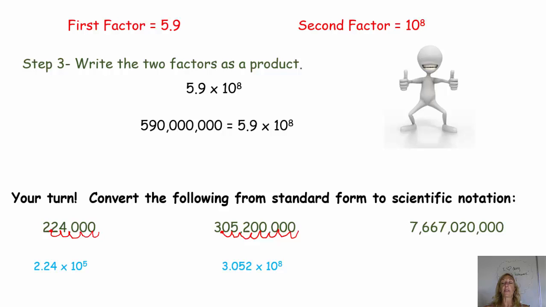Okay, let's look at the last one. Here's our original point. Now we're going to move it so this number is between 1 and less than 10. 1, 2, 3, 4, 5, 6, 7, 8, 9. Oh, I'm nervous. I hope I get this right. So 7.66702 is between 1 and less than 10.